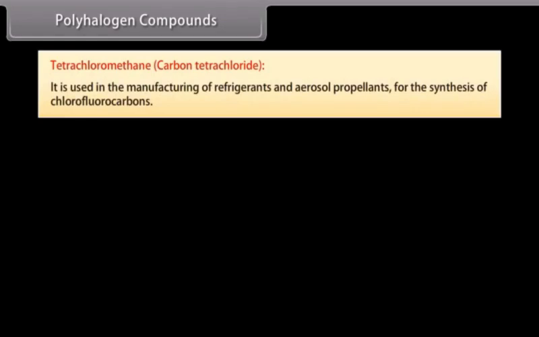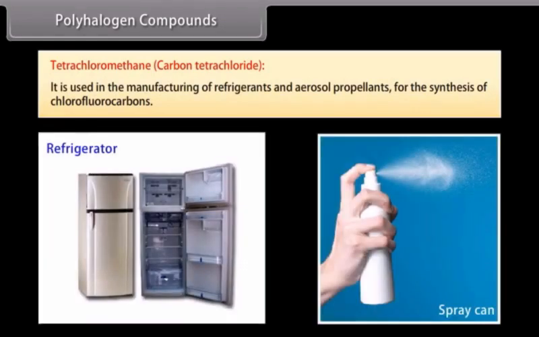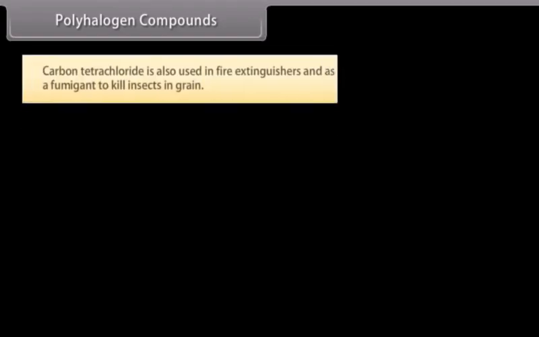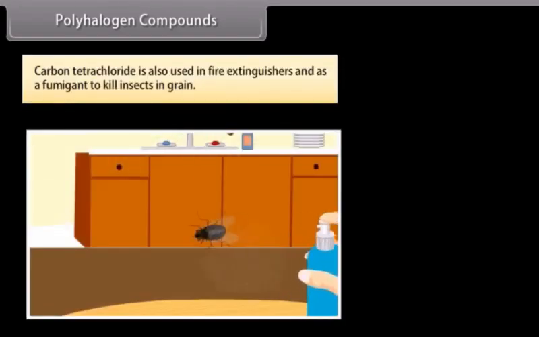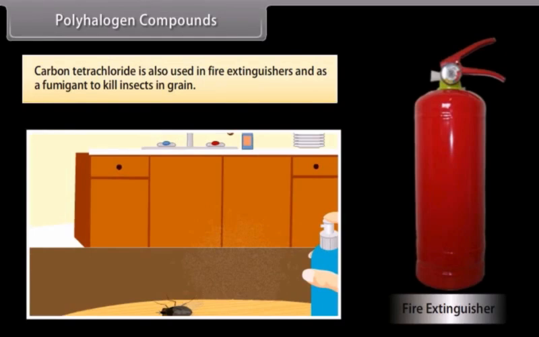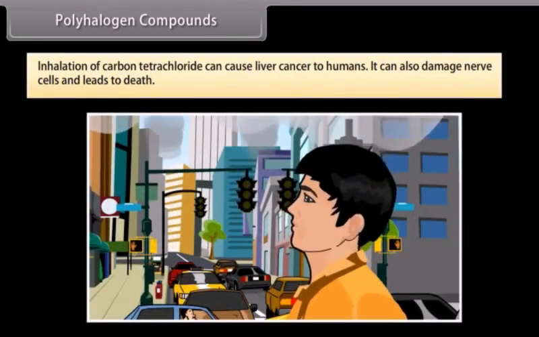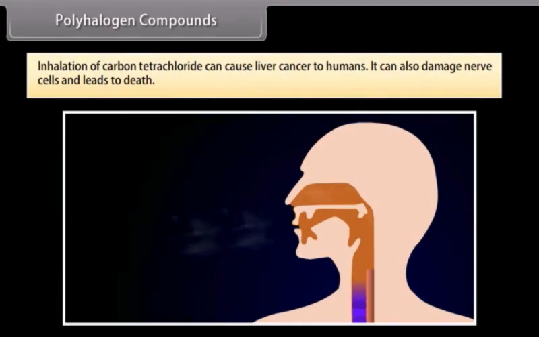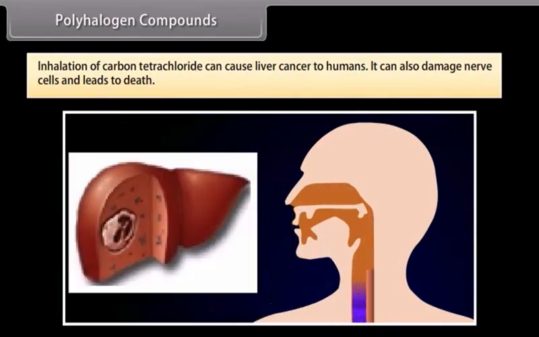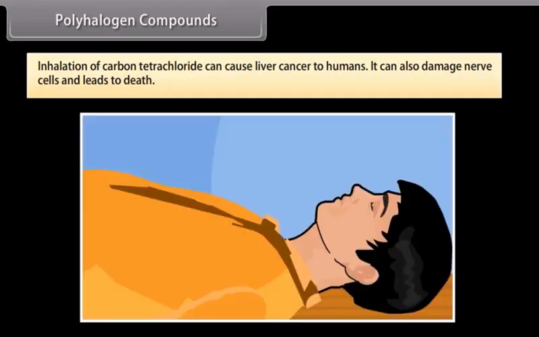Tetrachloromethane, carbon tetrachloride. It is used in the manufacturing of refrigerants and aerosol propellants for the synthesis of chlorofluorocarbons. Carbon tetrachloride is also used in fire extinguishers and as a fumigant to kill insects in grain. Inhalation of carbon tetrachloride can cause liver cancer to humans. It can also damage nerve cells and lead to death.